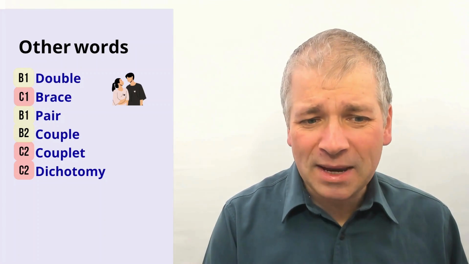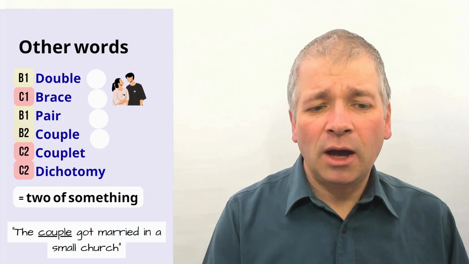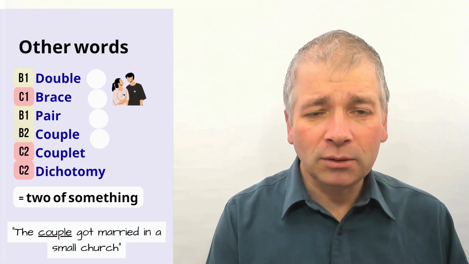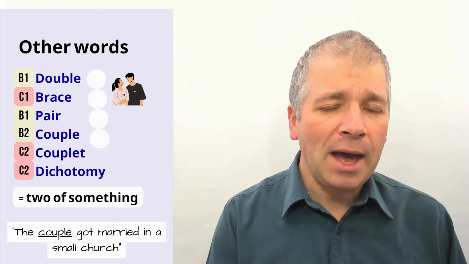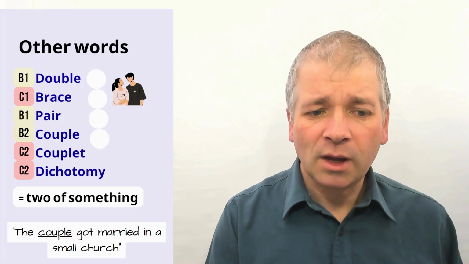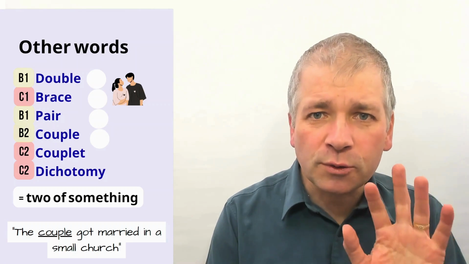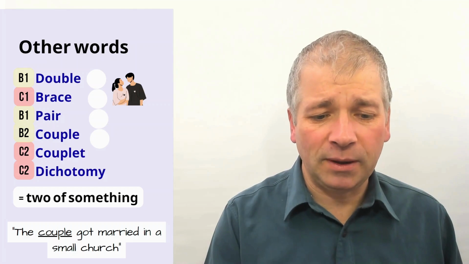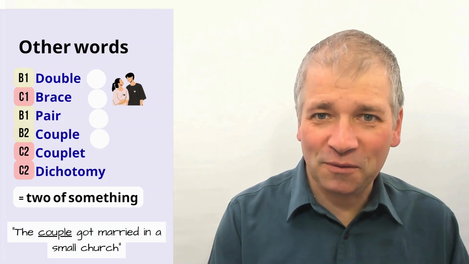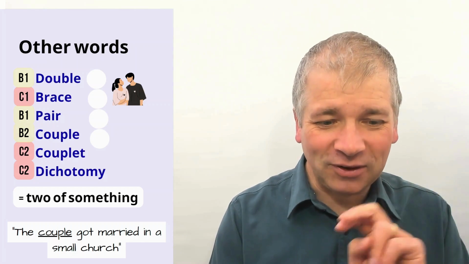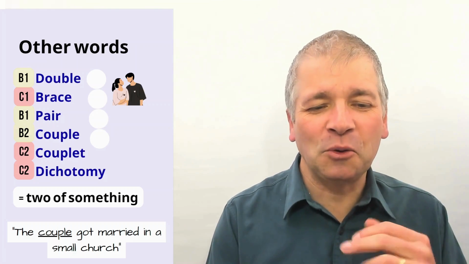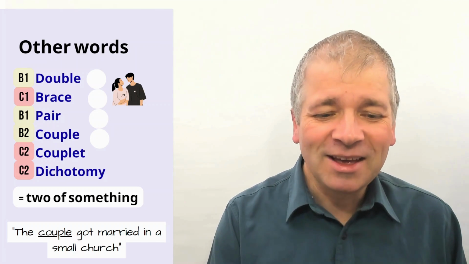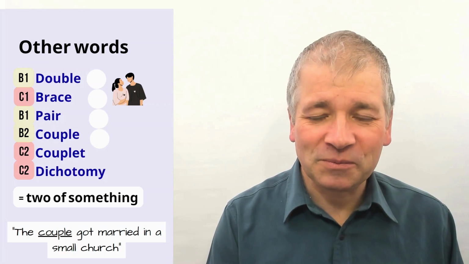Lots of other words that mean two as well. All of these words mean 2 of something. Double, a brace, pair, and couple. Double, pair, and couple are the most used words here. Brace is slightly less used, but they all mean 2 of something. Look at the example. We've got this happy couple, 2 people together. Couple is often used when we talk about people in a relationship. So you could say the couple got married in a small church.